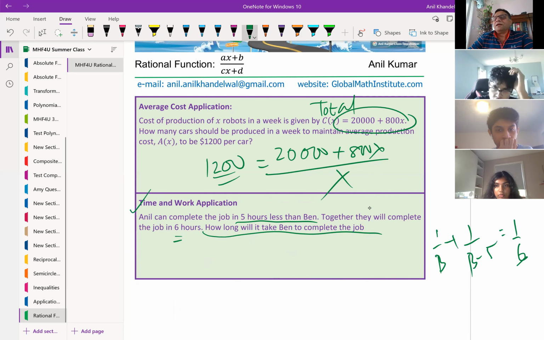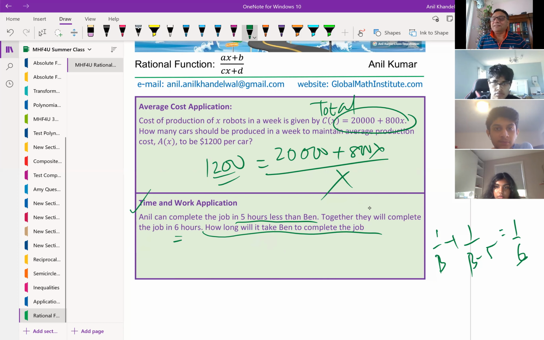Rate. Let's look at it like this. This is my job. Let us say the job is painting one wall. Is it okay? The job is completed by Anil and Ben together in 6 hours. In 1 hour, how much wall will be painted? 1/6, right? To paint the whole wall, we are taking 6 hours. In 1 hour, we will do 1/6 of it.